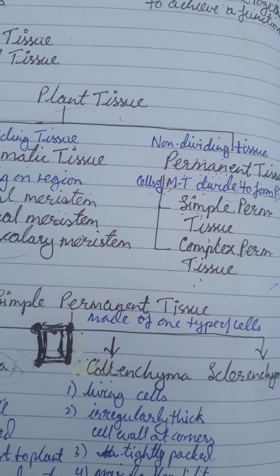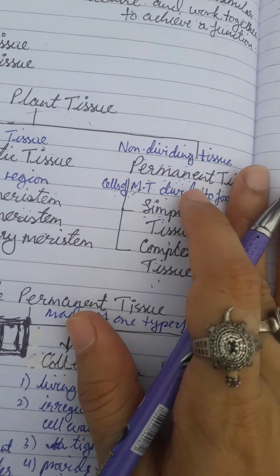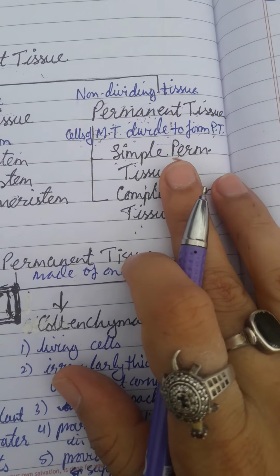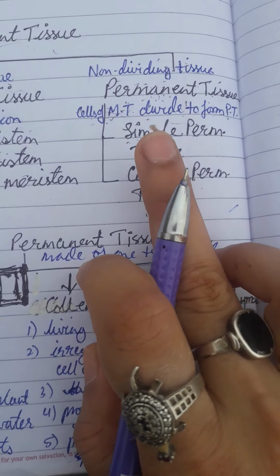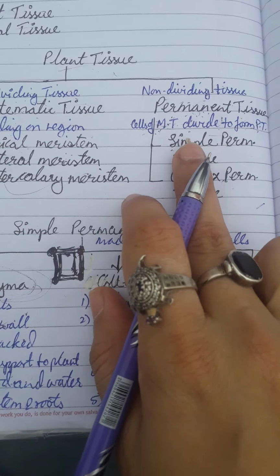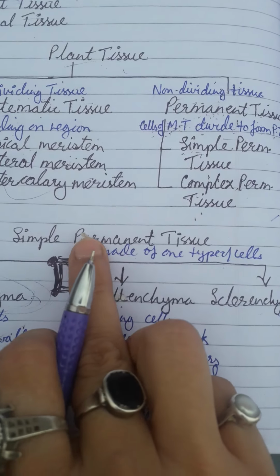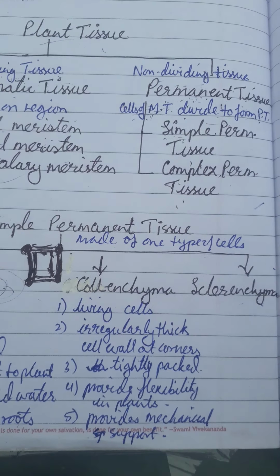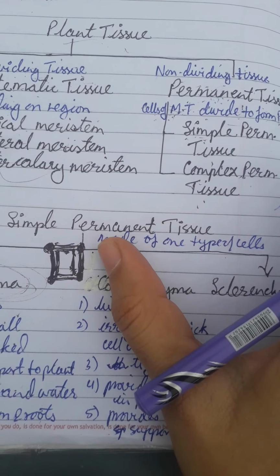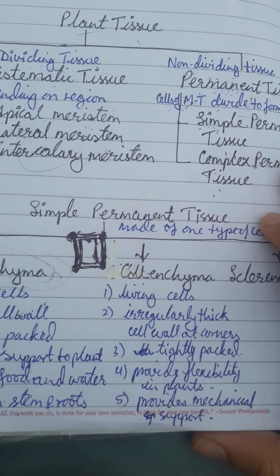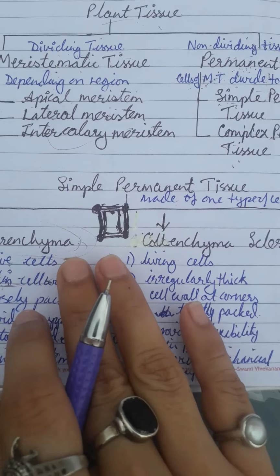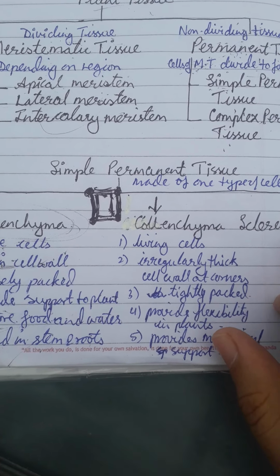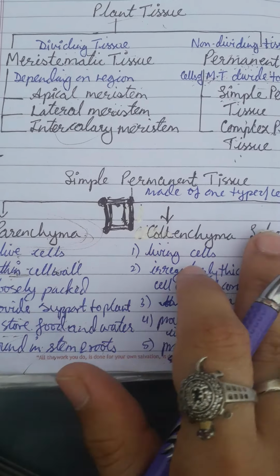Okay, now the permanent tissues are divided into two types, that is simple permanent tissue and complex permanent tissue. Now simple permanent tissue. What are these tissues? These tissues are made up of one type of cells. The tissues that are made up of only one type of cells are known as simple permanent tissue. The simple permanent tissue is further divided into three types: the parenchyma, the collenchyma and the sclerenchyma. Clear? Now we'll know the difference between these three.